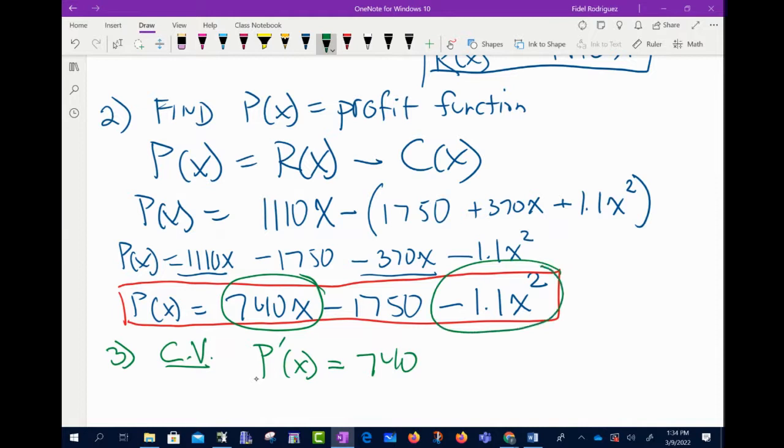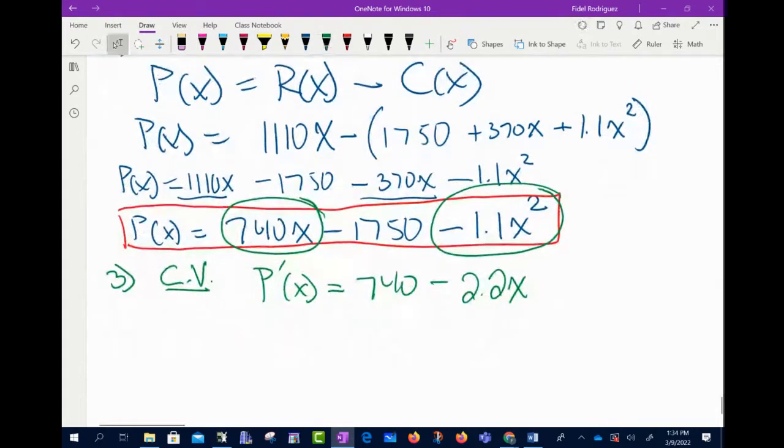Anybody know what is the derivative of a minus 1.1x squared? What am I supposed to do with the 2? Negative 2.2x, right? We have to take the 2, multiply it by the number in front of my x, and then subtract 1 from the exponent. That's right. So guys, now we're going to take this equation and set it equal to 0. So 740 minus 2.2x equals 0.